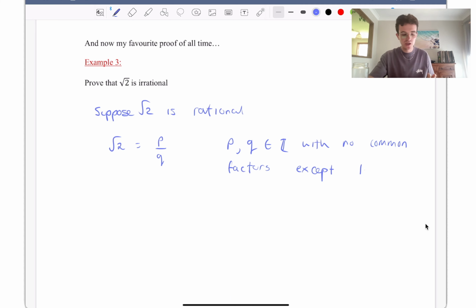So p and q are integers with no common factors except 1. That's going to be our assumption there. What we're saying is that p over q is the most simple form of our rational number root 2.